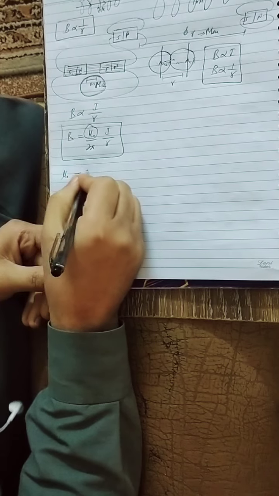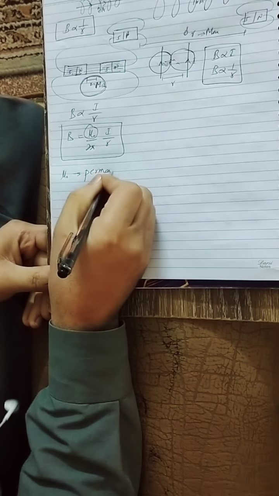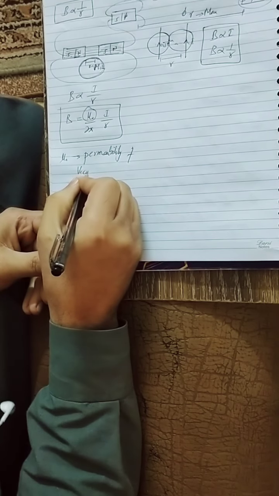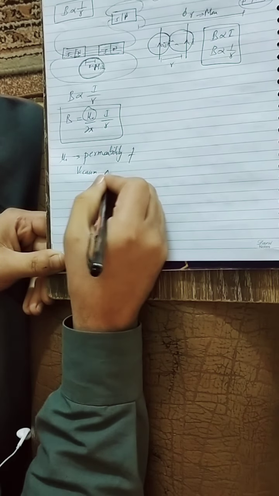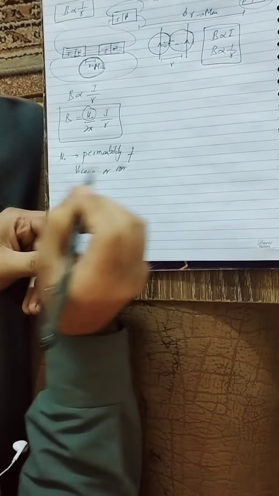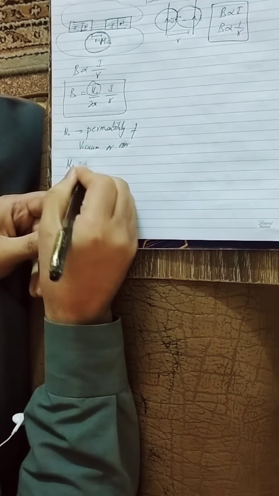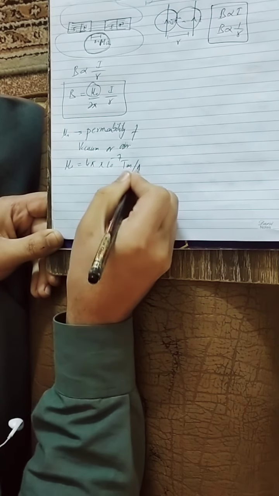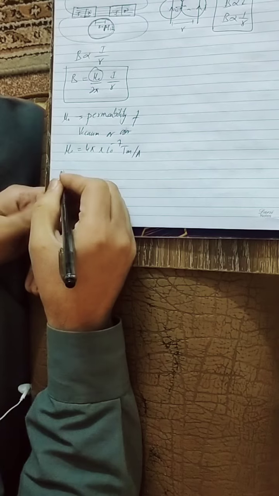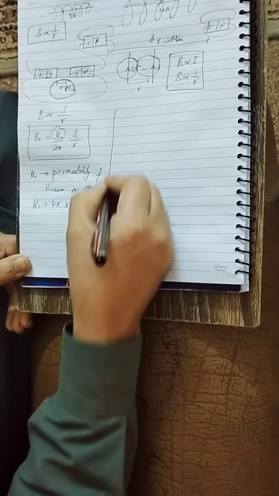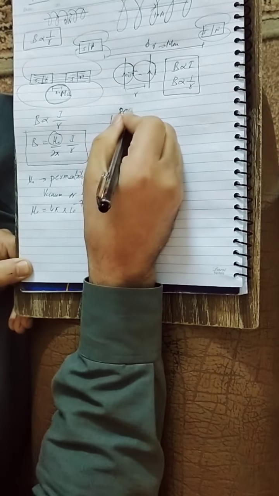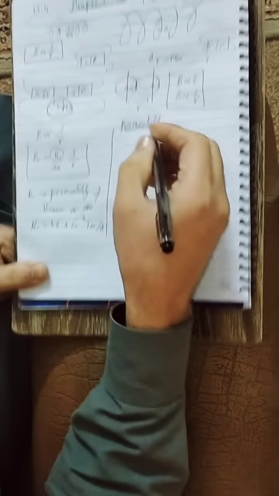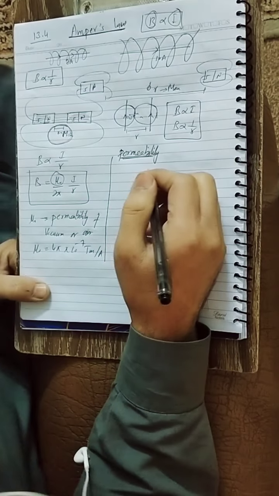Mu naught is called the permeability of free space, permeability of vacuum or air, and its value for air is 4 pi into 10 power minus 7 Tesla meter per ampere, which is its unit. What is meant by permeability? Permeability means the allowedness. Permeability comes from permission.